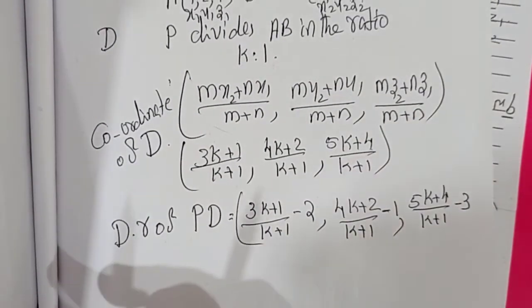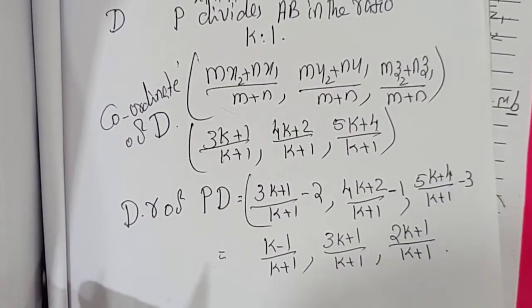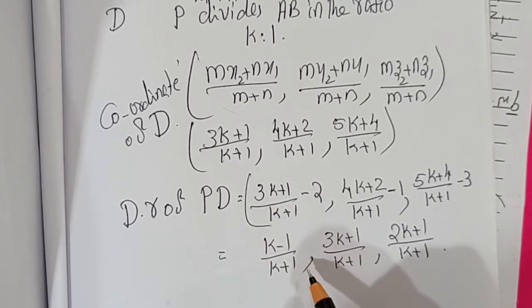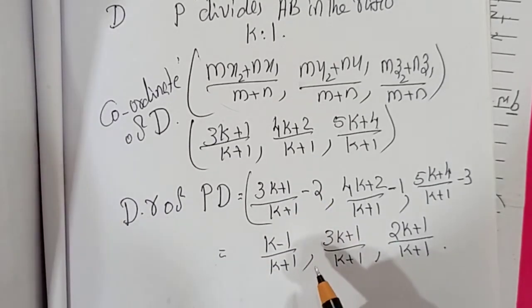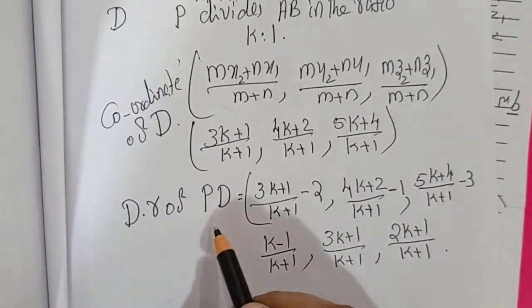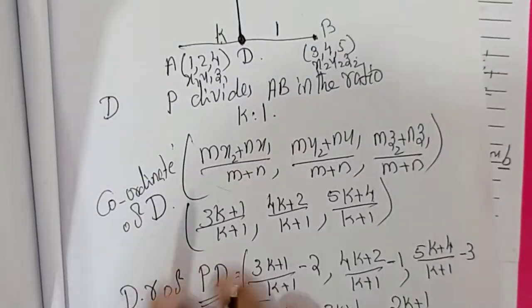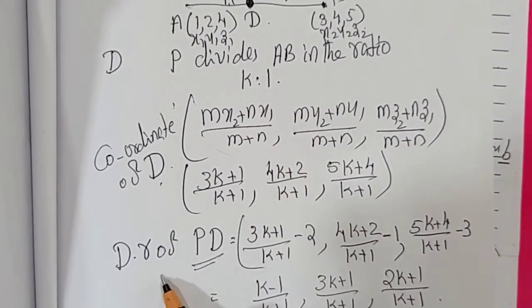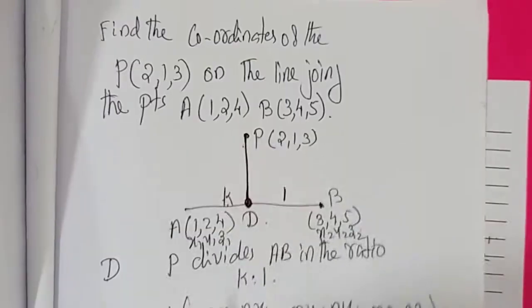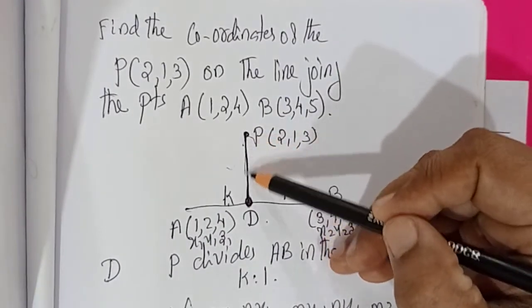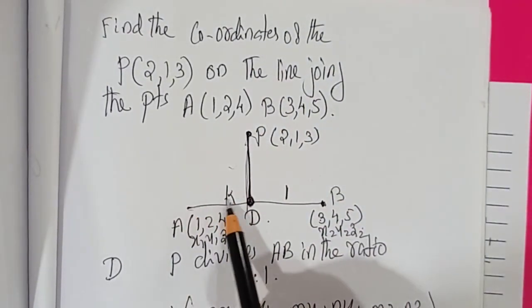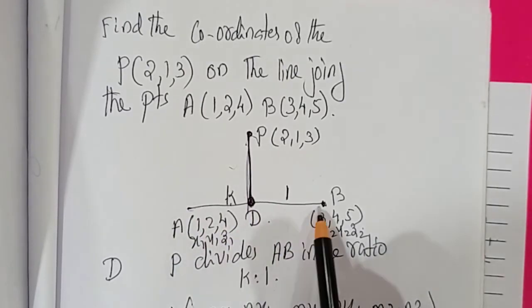When you simplify this, taking the LCM, the answer is k minus 1 by k plus 1. Keep it there. First we find the point D by applying the section formula. Then we have to find the direction ratio of PD. Look here, this is the figure, the direction ratio of PD.